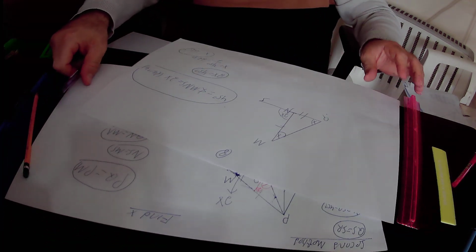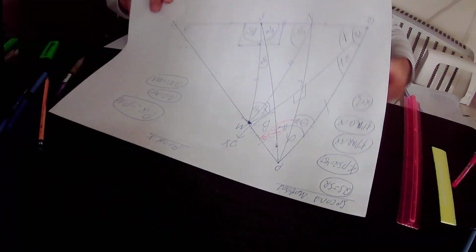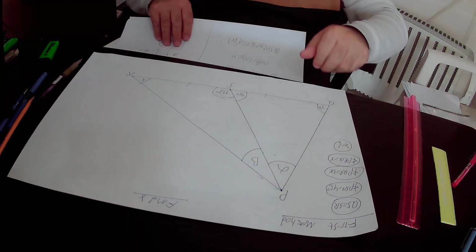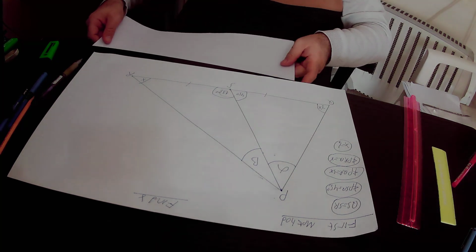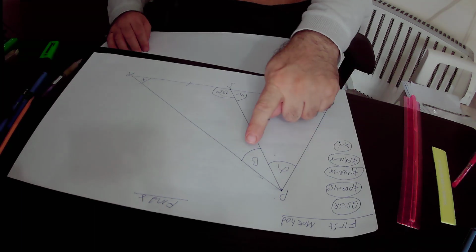So now I'll summarize the lecture. Actually, we wanted to find out the value of angle x. We found out the value of angle x in two different methods. In the first method, we defined this angle as alpha, this angle as beta.